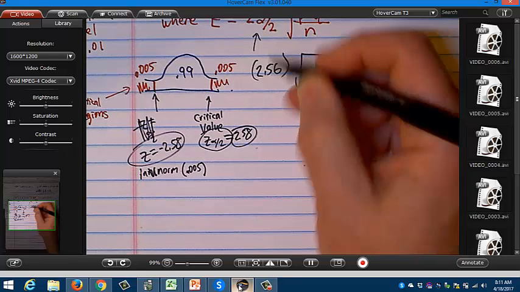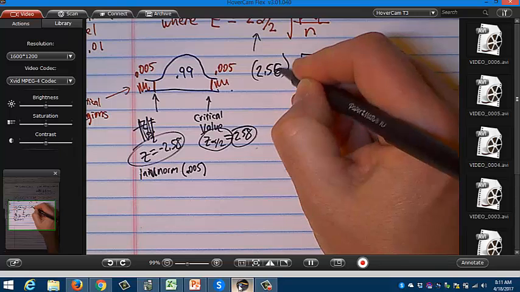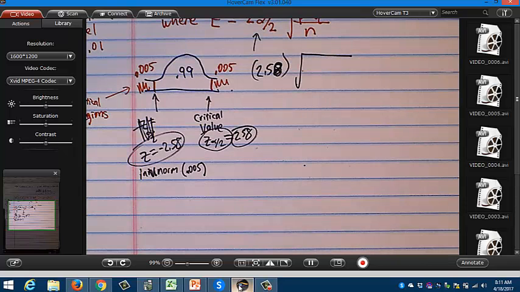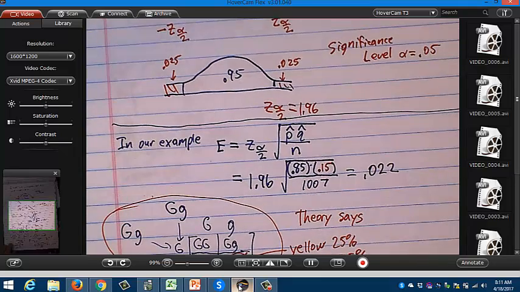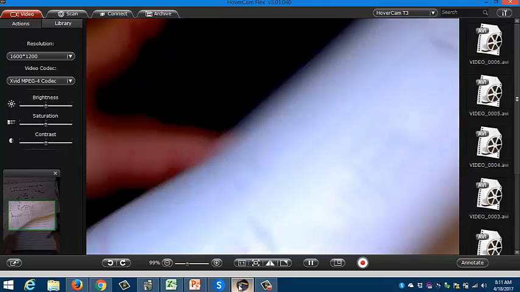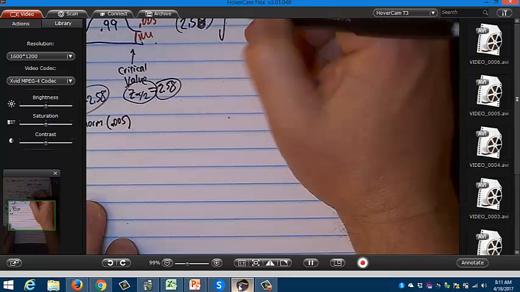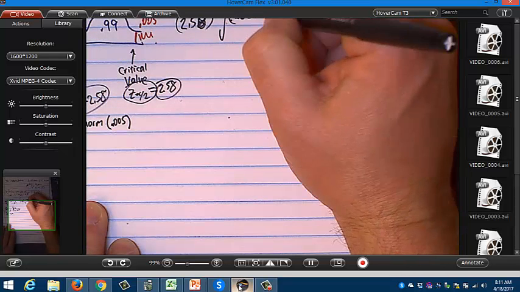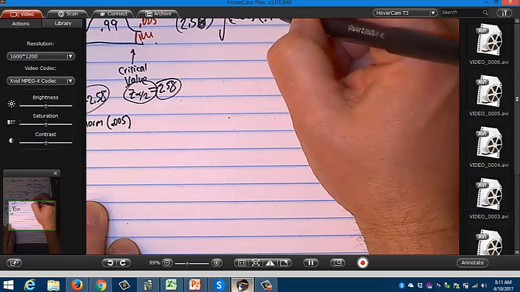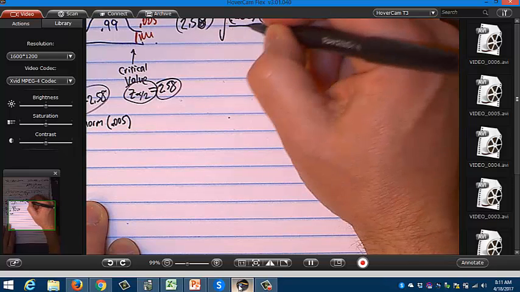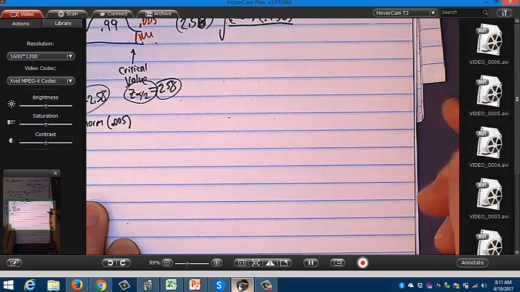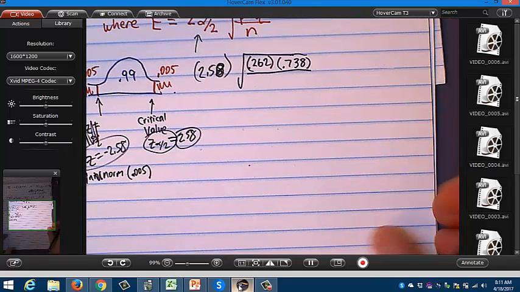So what you want to put in the formula for the margin of error looks to me like 2.58. Now, P hat and Q hat are all the same. We didn't change those for Mendel's experiment. So we have 0.262, and then Q hat was 0.738. And do you guys remember what N was? 580?